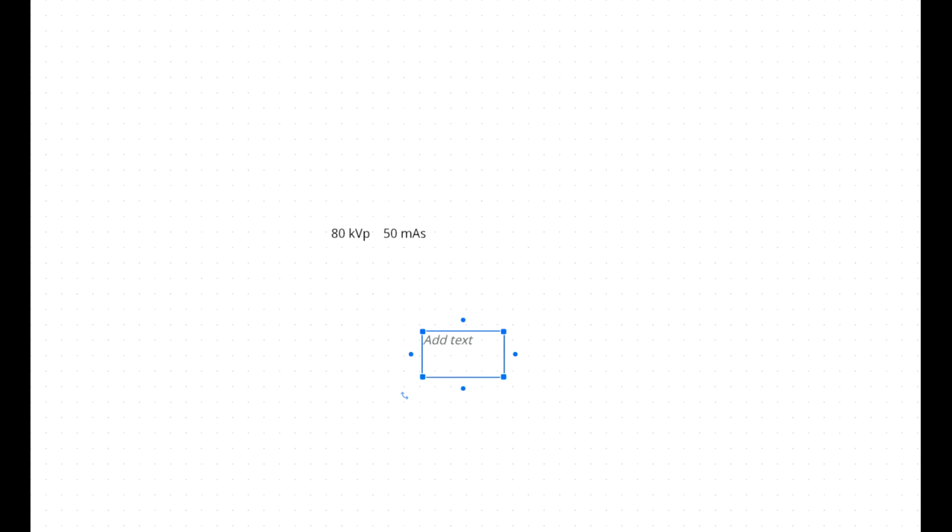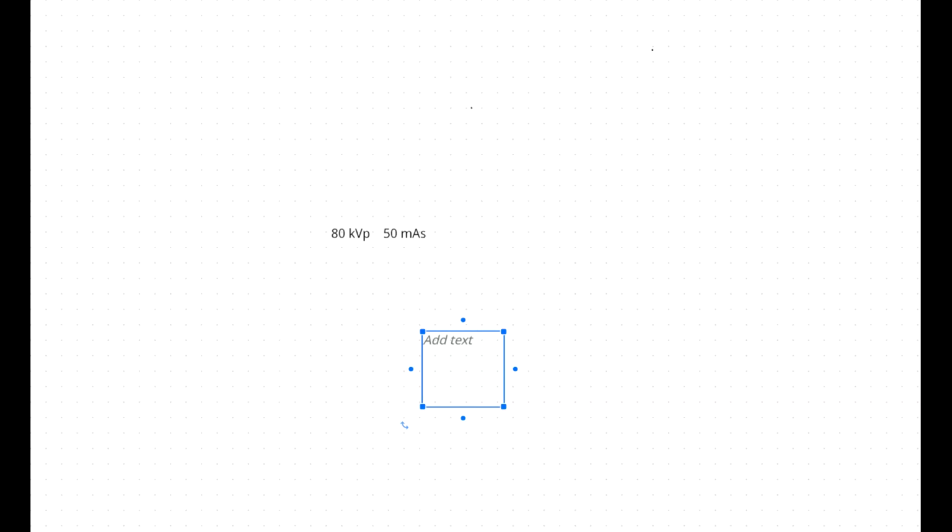So in order for me to decrease the exposure, I have to decrease the kVp by at least 12. So at least, what's 80 minus 12? Is 58? Is that correct? Oops, 68, my bad. So it's 68.